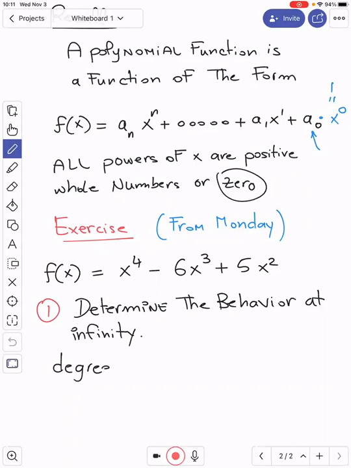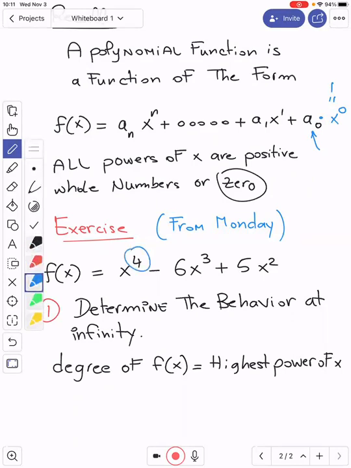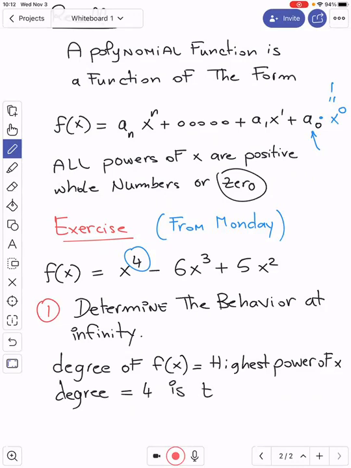Yeah, so we have to find the degree of f. And again, just to remind you, the degree is the highest power of x. Like in this example, the highest power of x, of course, would be 4. All right, so the degree is 4, and 4 is an even number. Okay, so this is the first thing to do.